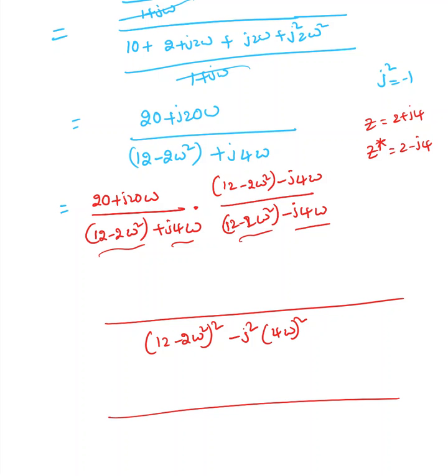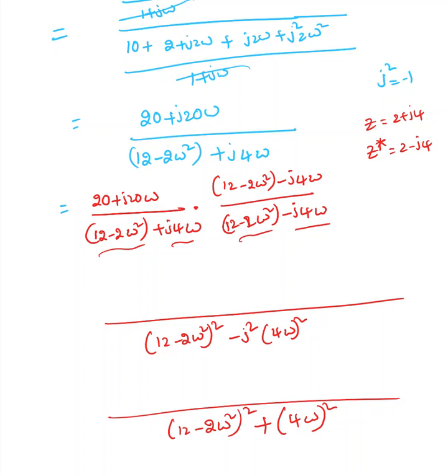So once I convert this, I'm going to write the denominator one more time. 12 minus j, sorry, there is no j term here in the denominator. 12 minus 2 omega square, whole square. So minus j square is nothing but plus 4 omega square.